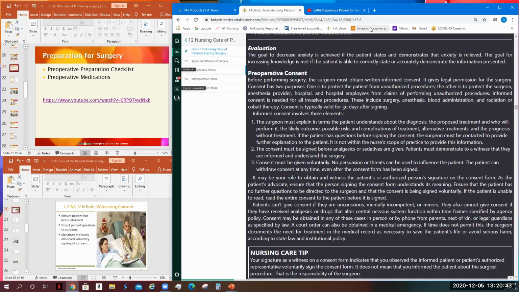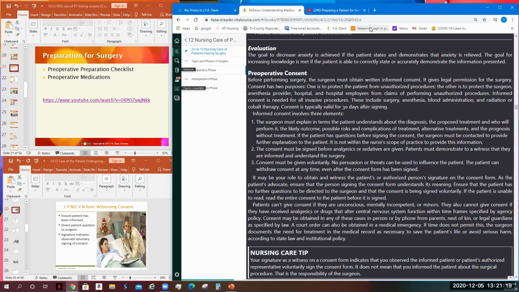It may be your role to obtain and witness the patient's or authorized person's signature on the consent form. As the patient advocate, ensure that the patient signing the consent form understands its meaning. Ensure that the patient has no further questions to be directed to the surgeon and that the consent is being signed voluntarily. If the patient is unable to read, read the entire consent to the patient before it is signed.